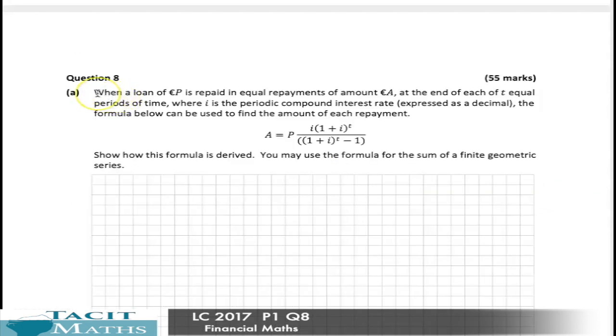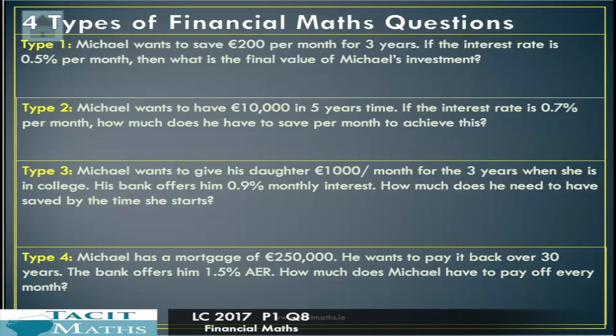Now, if you look at the question, the first thing you always need to figure out is what kind of question it is. And clearly we can see this is a loan question. A loan or a mortgage uses the same formula. But there are four types of financial questions that you can possibly be asked. There are your two regular savings ones, there's a pensions one, and then there's your loans or your mortgages.